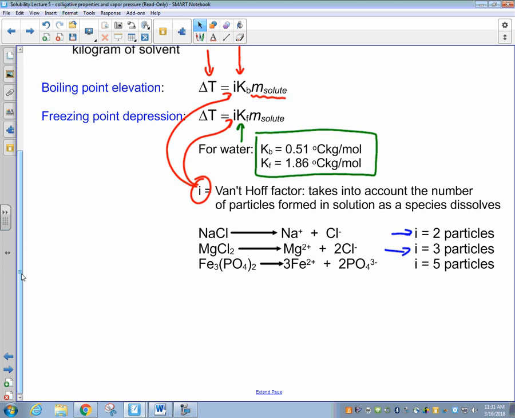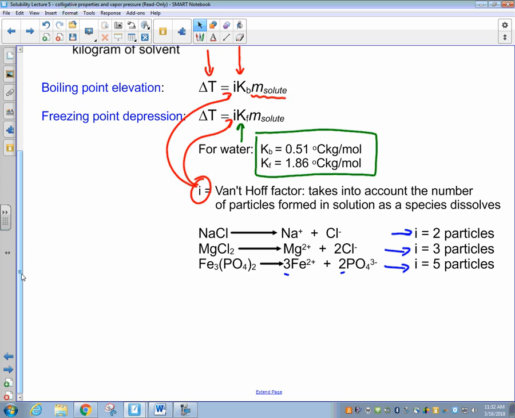And likewise here, we might have something like, say, this is ferrous phosphate, Fe3(PO4)2, which when dissociated forms 3 ferrous ions and 2 phosphate ions, yielding a total van 't Hoff factor of 5 for the 5 total particles that form in the solution upon the dissociation of those species.